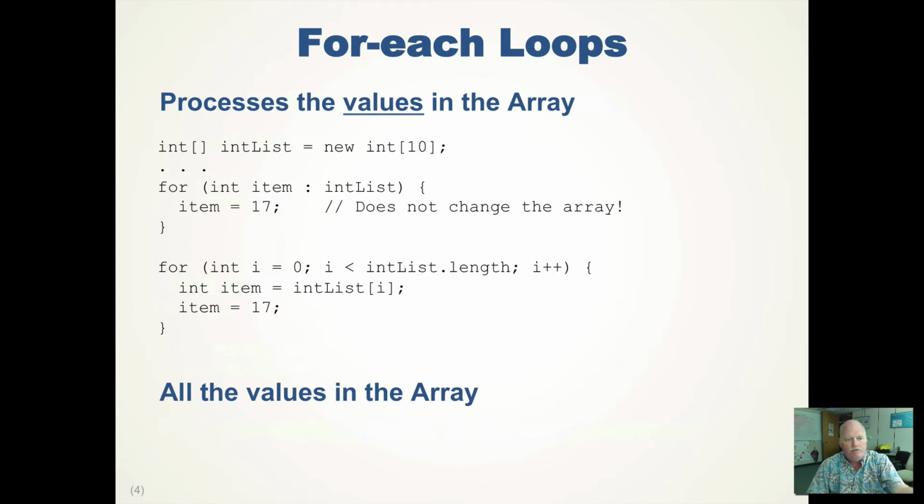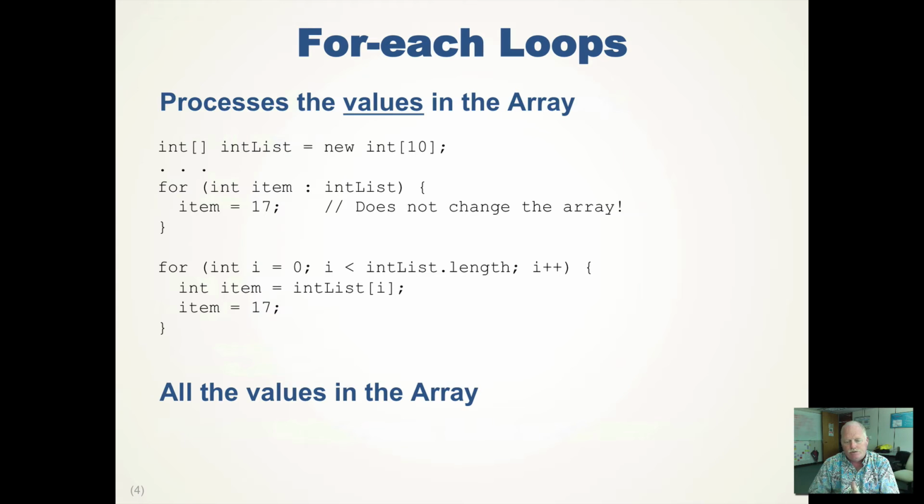If you say for int item in the array int list, item equals 17, that doesn't change the array. It's the equivalent of saying for int i equals 0, i less than int list length, i plus plus: you declare this variable item, you assign it the value in the array, and then you change the variable. That didn't change the array. It just changes the variable, which does not affect the array at all. So it only gets the values in the array. You can't update the array using a for each.